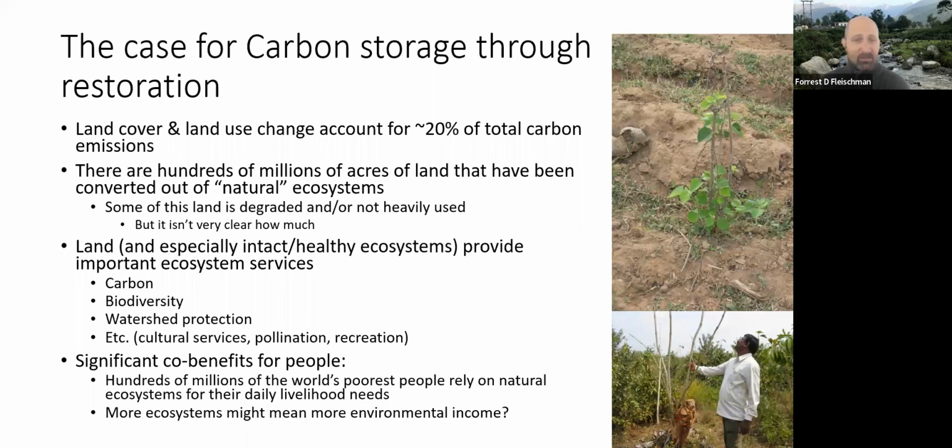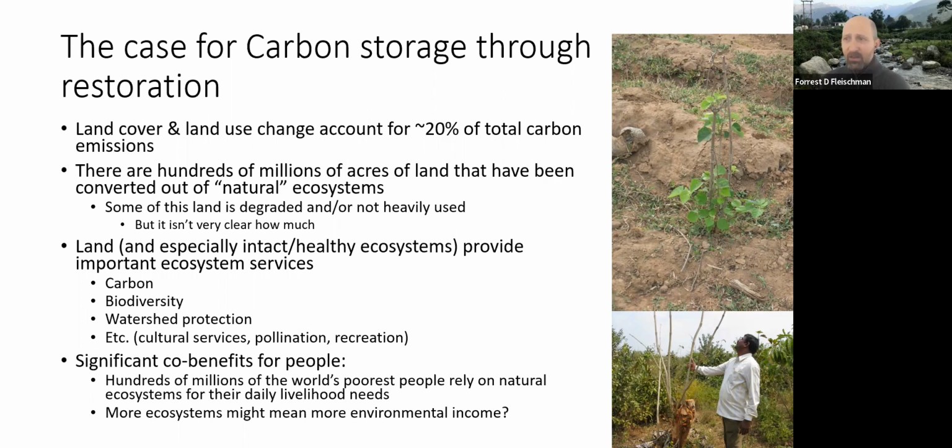And land has lots of other values. In addition to storing carbon, intact ecosystems are important for biodiversity. They protect our watersheds, and they provide a wide variety of other benefits to people. I think in my mind, and particularly thinking about India, hundreds of millions of the world's poorest people rely on natural ecosystems to meet their daily livelihood needs. So if we have more and better ecosystems, we might have more environmental incomes for those people.